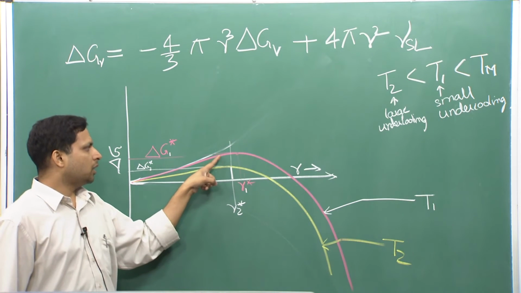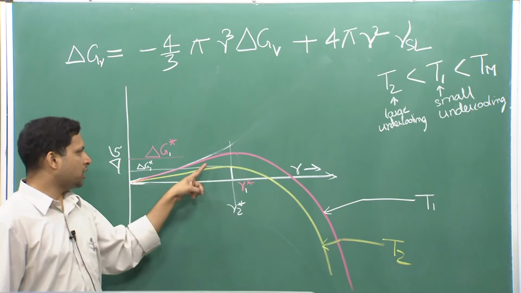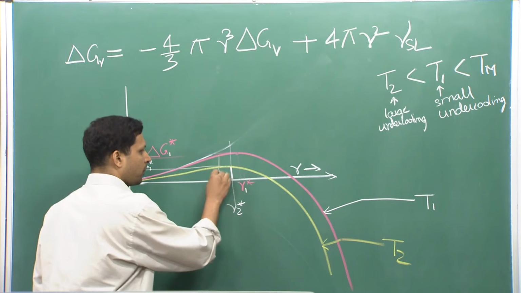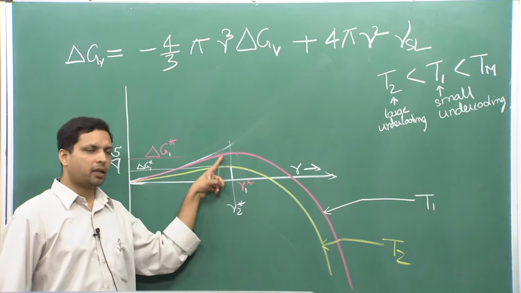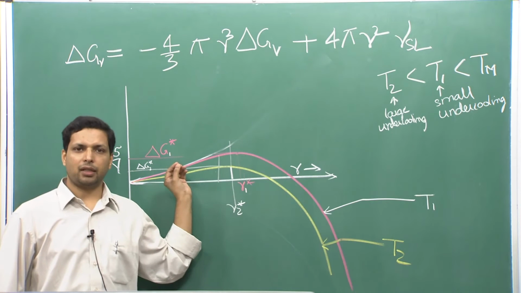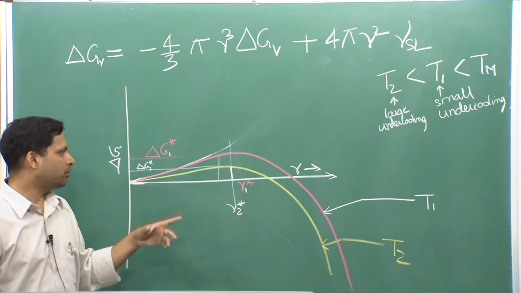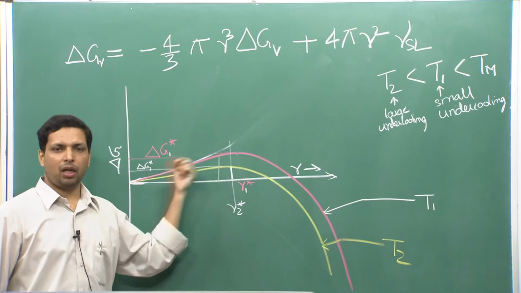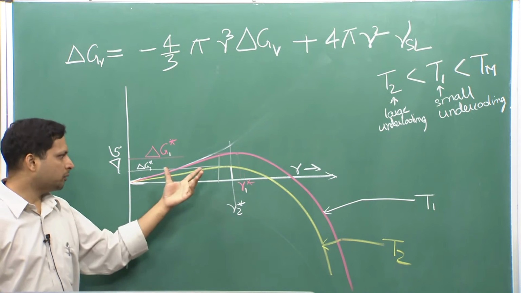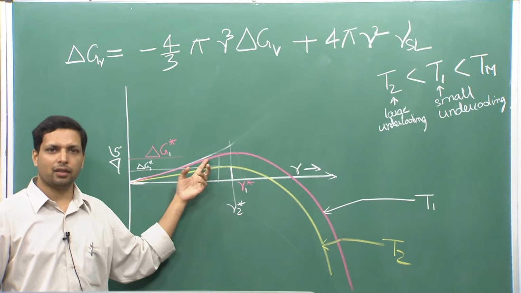Now, the cluster that has formed with such a radius over here, if you add an atom to this, what is happening? The delta G is increasing. So, it is becoming relatively more and more unstable. On the other hand, if you take away one atom, it becomes more stable. Why? Because delta G has dropped.